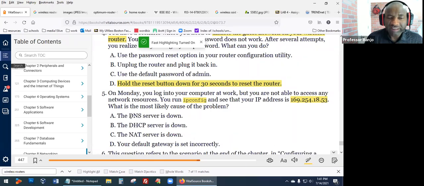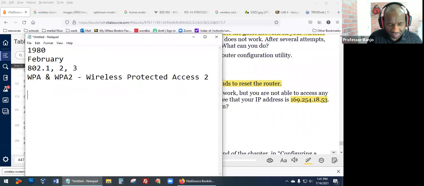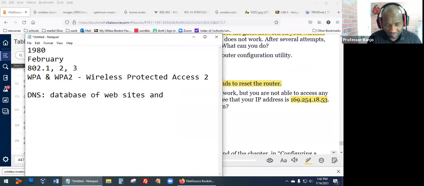So the DNS server is for websites, right? To find the IP address of a website. You guys remember that? We talked about that the last time, DNS. So it's like a database of websites and IP addresses. Okay, that's DNS. So that wouldn't be the problem here.